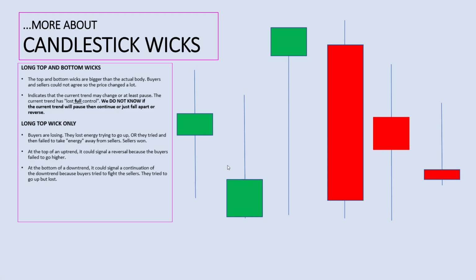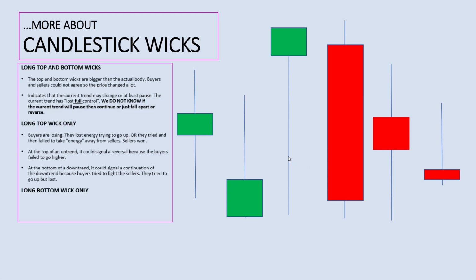Right? At the bottom of a downtrend, it could signal a continuation, because buyers tried to fight the sellers. They tried to go up, but they lost. So same thing. Let's imagine there's bars going down here, and then this one comes in, and it looks like maybe they're gonna try to go up, but they couldn't. They just ended up coming back down.